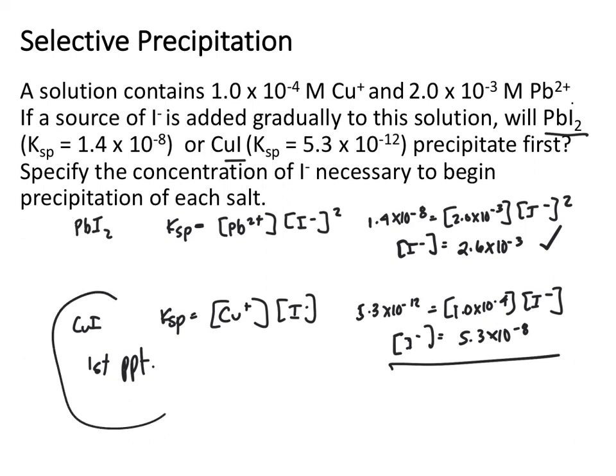So copper 1 iodide is going to precipitate first, and then after that has precipitated, your lead 2 iodide will precipitate.